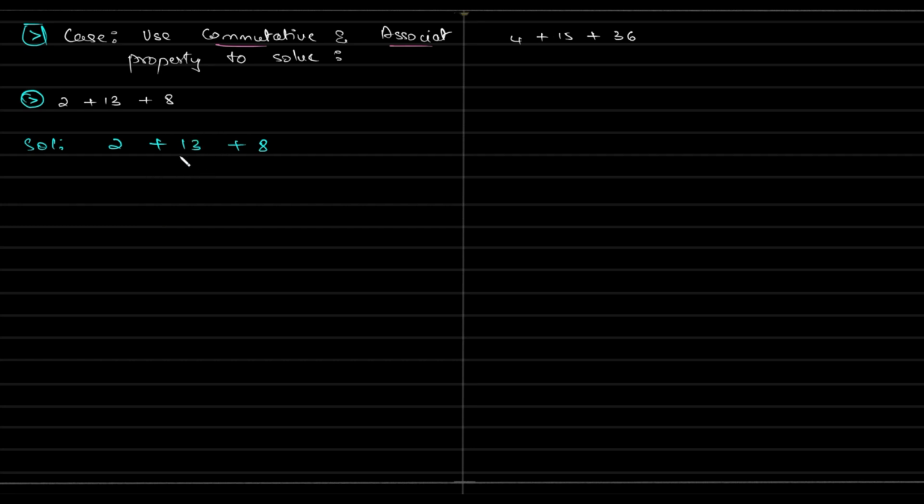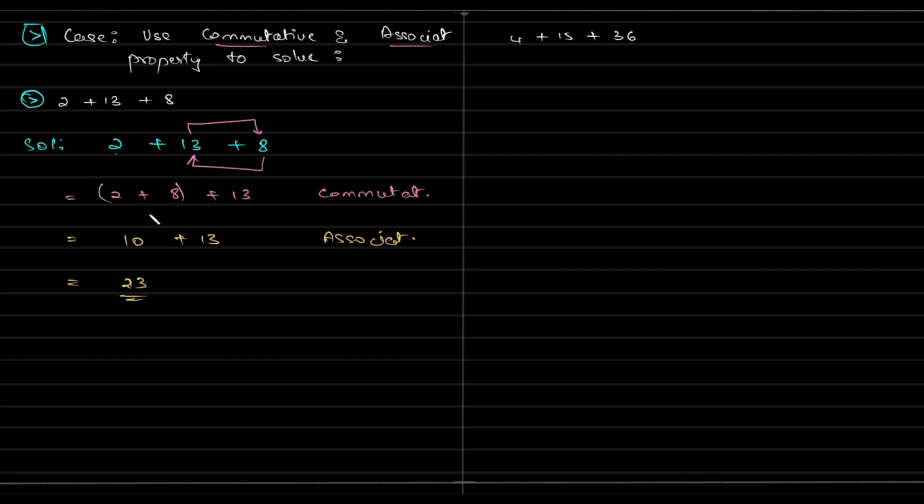So we are looking at 2 and 8 will result in 10, is it not? So I want to do that first. So for that I need to shift numbers. As per commutative law, I can shift these two numbers. So this is 2 plus 8 plus 13. This is as per commutative law property. Then I'll associate 2 and 8 and I'll get 10. This I did as per associative property, and then the final answer 23.